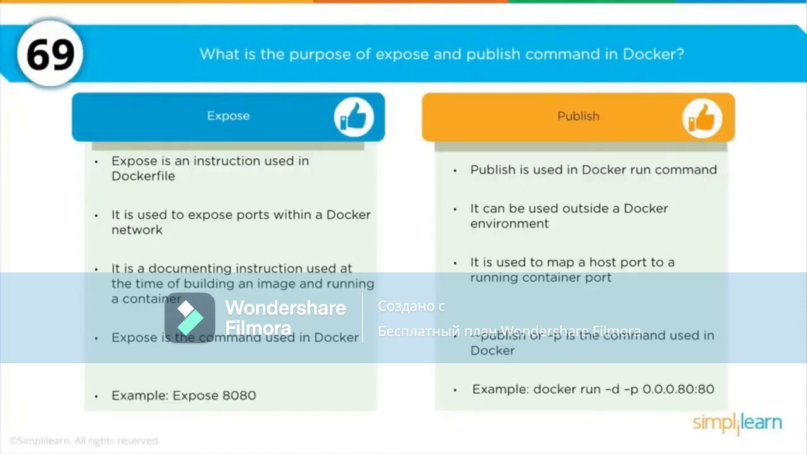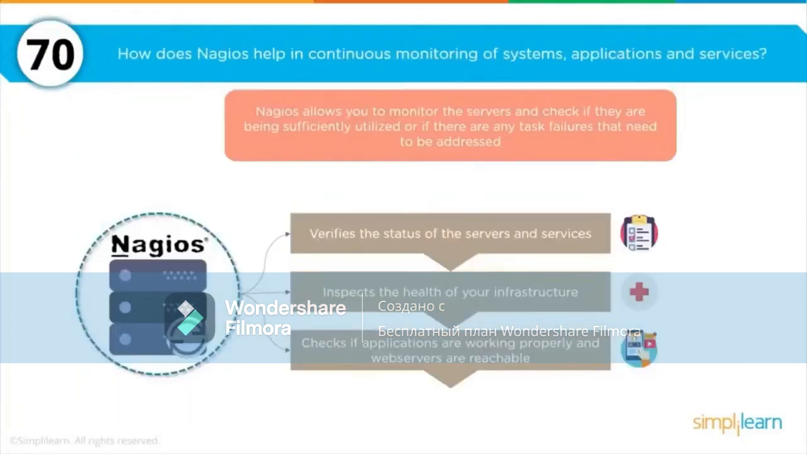So how does Nagios help in continuous monitoring of systems, applications, and servers? This is really just a high-level question about using Nagios within your environment. You should be able to come back quickly and say Nagios helps you manage the servers and check if they're being sufficiently utilized and if there are any task failures that need to be addressed. There are three areas of utilization and risk that you want to manage: verifying the status and services of the entire network, the health of your infrastructure as a whole, and whether applications are working properly together with web services and APIs that are reachable.